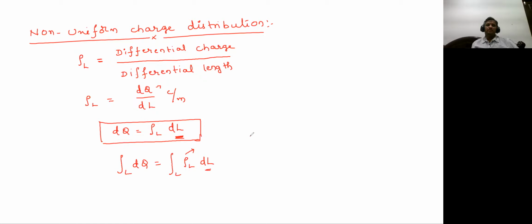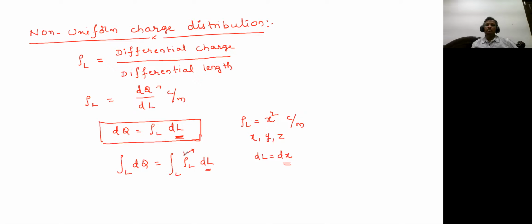Here length means either it is x or y or z. Let us take this dl is equal to dx. That means this rho L, as I said just now, if it is a non-uniform distribution, it must be a function of x, y, z or simply x. Let's say it is x square of something coulomb per meter. So this rho L, which is x square, is a function of x.